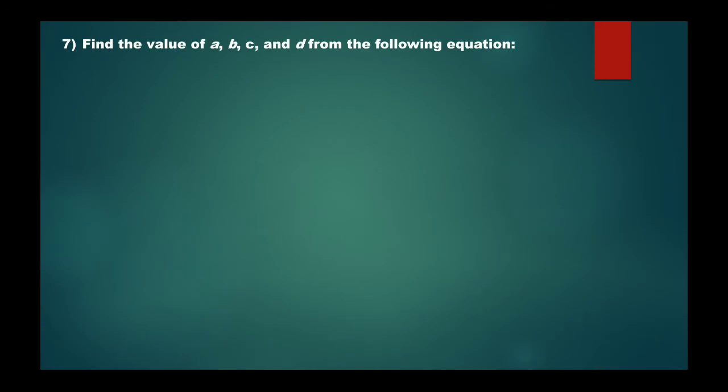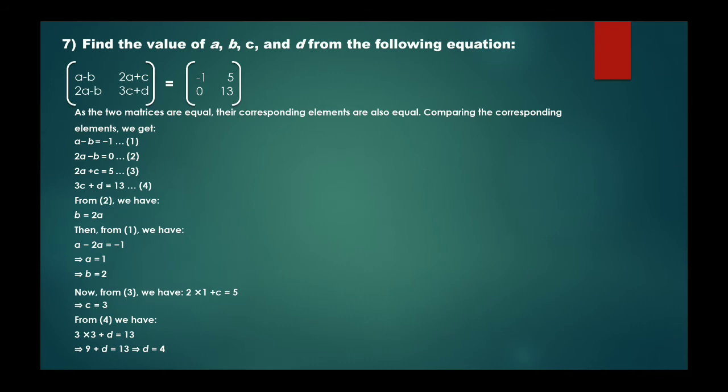Find the values of a, b, c and d from the following equation. Again, we have two matrices: [a minus b, 2a plus c; 2a minus b, 3c plus d] which is equal to [minus 1, 5; 0, 13]. Same way, let's form the equations. We have a minus b equal to minus 1, 2a plus c equal to 5, 2a minus b equal to 0, 3c plus d equal to 13. These are our 4 equations. Now from equation 2, that is 2a minus b equal to 0, let's simplify it.